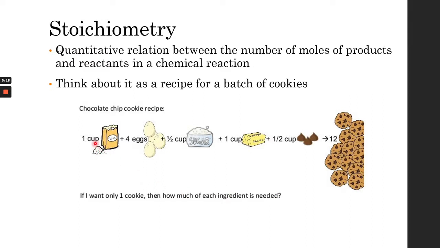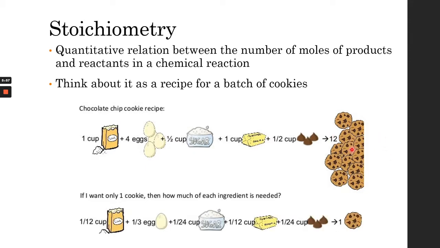So we know that 1 cup of flour creates 12 cookies. 4 eggs, after reacting with all of this, will also create 12 cookies. Half a cup of sugar will create 12 cookies. 1 cup of butter will create 12 cookies, and half a cup of chocolate chips will create these 12 cookies. So if I only want one, how much of these ingredients, or you can think of it as the reactants, how much would I remove to create only one product?